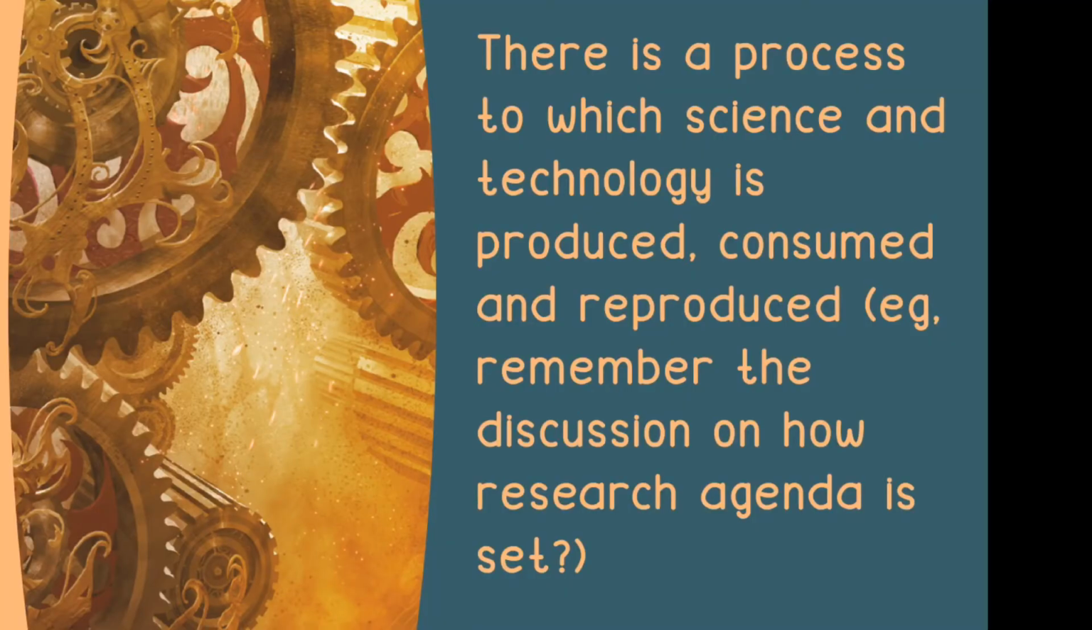So, as we have argued earlier, there is a process through which science and technology is produced, consumed, and reproduced in a society. And remember my example on how research agenda is set in a society. There are certain actors that are limited to those in power in society, usually intellectual powers, governmental powers, that basically set the direction of scientific progress in a society. So it means not everybody gets to sit at the decision-making table of how science and technology propels in a certain country. It's only given to those who have certain positions or have certain power in society.